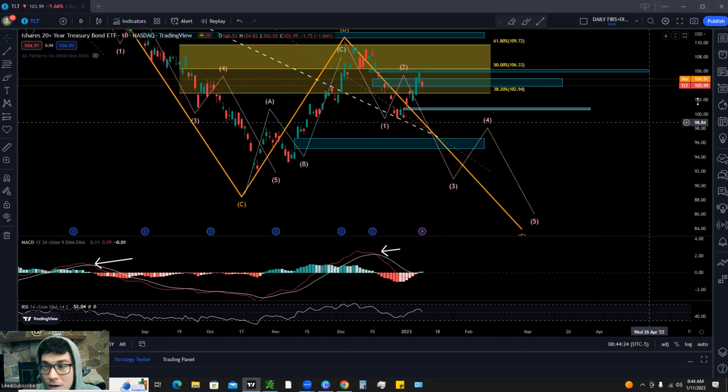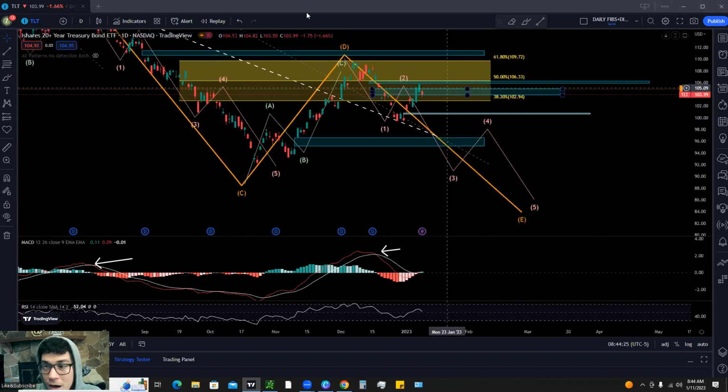Now, I'm not a fortune teller. This has been performing and really working all year, especially since I started dropping these videos. We started recording them right around here. We got the breakout. We completed the C wave up. We've started our wave 1 down. We got a very nice bounce off of the trend line.